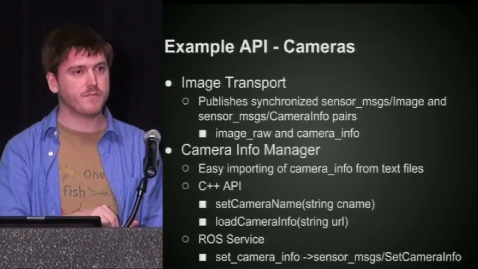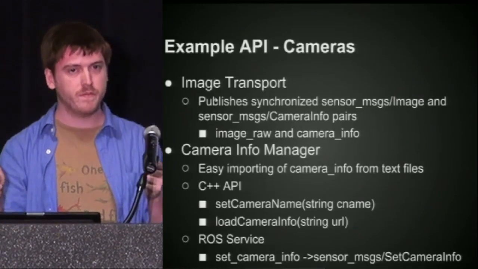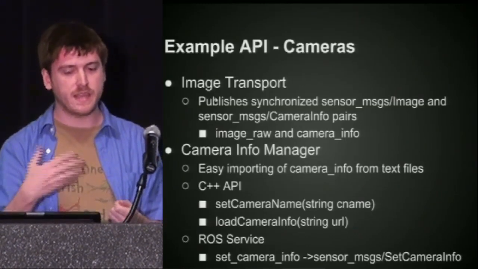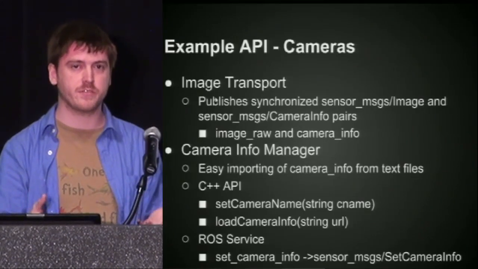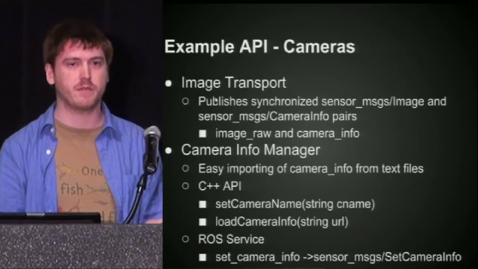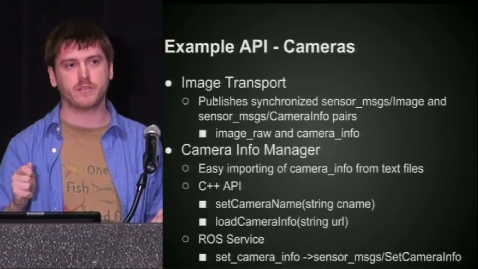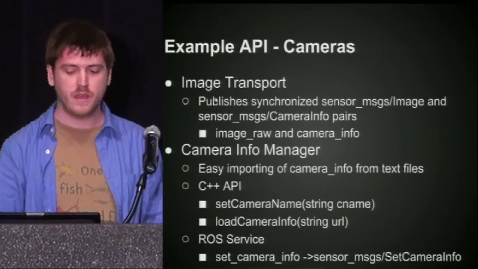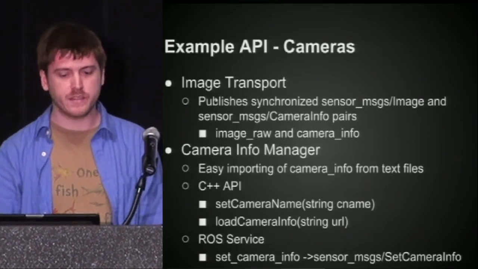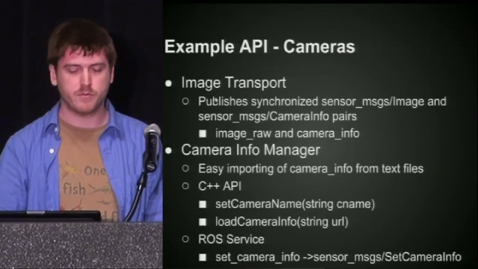And then Camera Info Manager is an API that lets you use the calibration tool and then just hit send camera info, and then your driver over a service receives the new intrinsics and immediately begins publishing them over the wire. This is helpful so that you can immediately check the quality of your calibration without having to bring down your driver and bring it back up. Not all drivers have to have this complicated of an API, but for cameras, it was a pretty good choice.